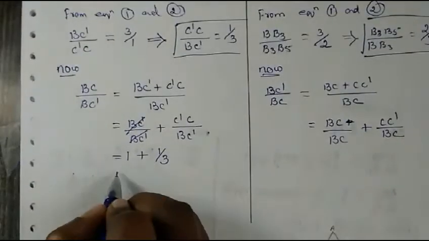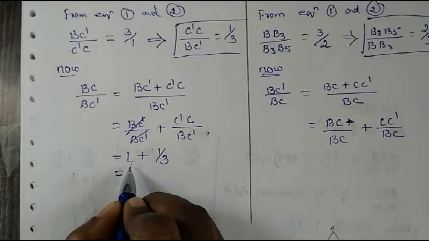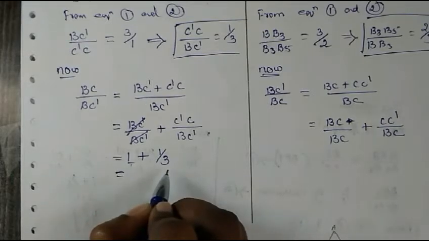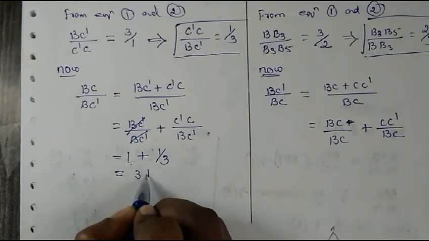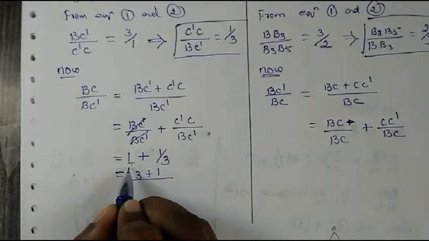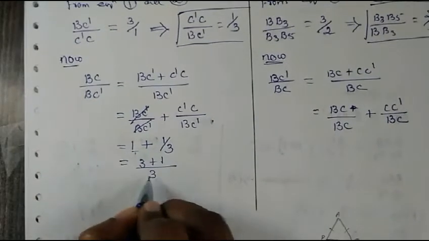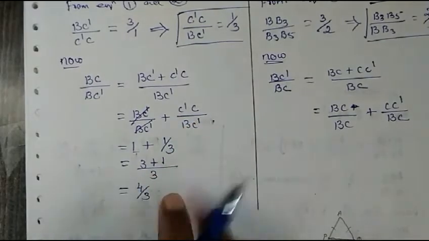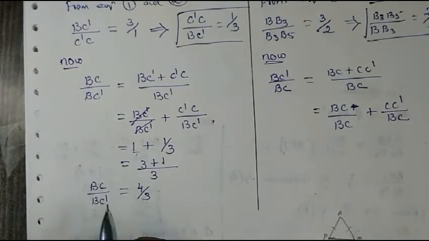Is it okay? So now take the LCM. LCM how we do? Here in the denominator we consider 1 is there. So both the side we multiply with the 3, then we get the denominator 3. So 3 into 1 will be 3 plus this 1 will be as it is. Both the side when we multiply with 3, then what we get? 4 upon 3. So what is this actually? BC upon BC dash.